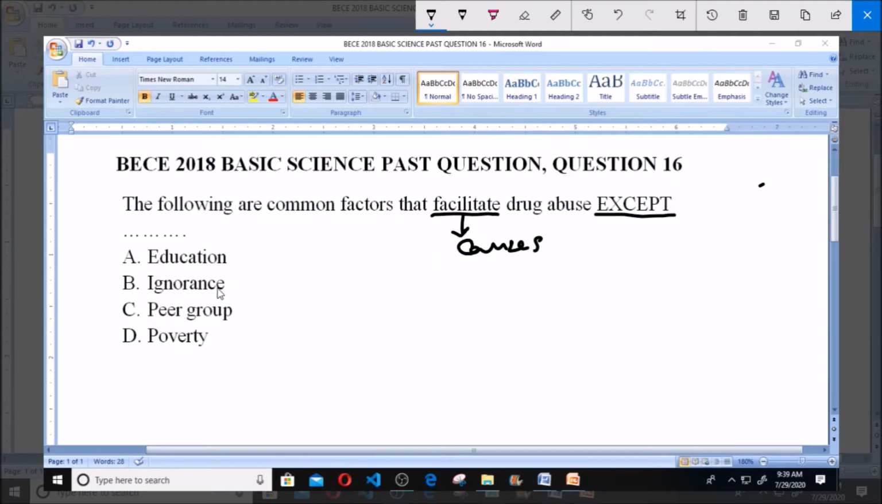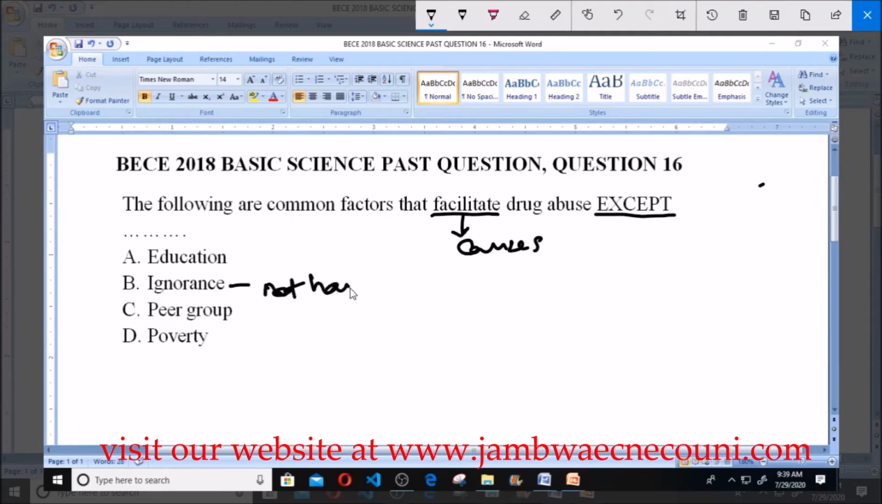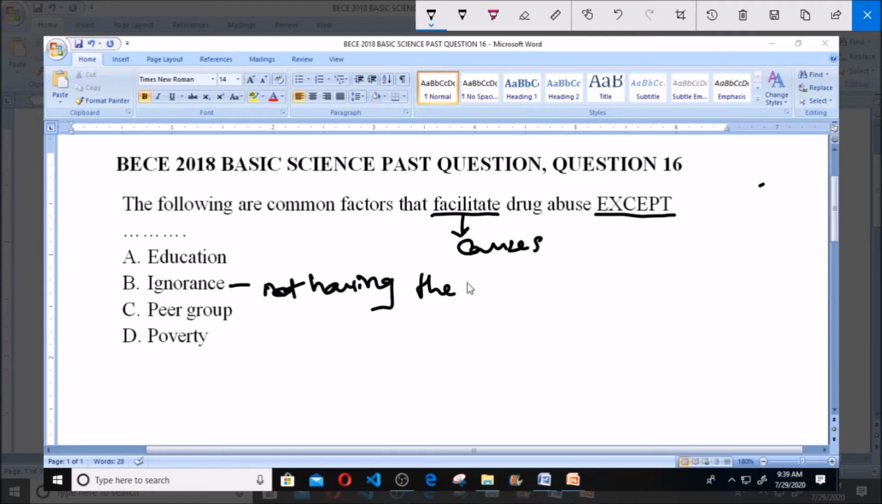Now I will just start with B. B here says ignorance, and like we know, ignorance simply means not having knowledge about something. So we say the person is ignorant of that thing. Now when one is ignorant of drug abuse, that is, you don't have any knowledge about drug abuse, the person doesn't know the danger of this drug abuse, and then the person will engage himself in these hard drugs. So ignorance will facilitate drug abuse.